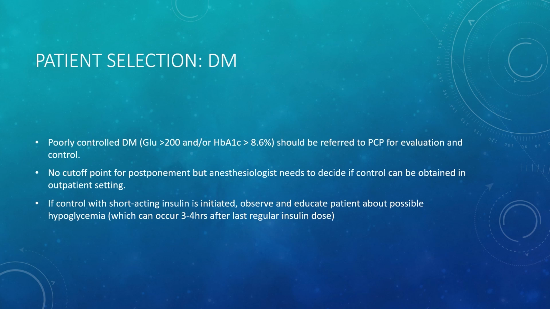Coming back to the anesthesiologist's judgment, who is a candidate and who is not, there really is no cutoff point for postponement. You just have to decide if you can obtain control in an outpatient setting. If insulin is given, especially to an insulin-naive patient, there is the risk of hypoglycemia, which can actually be more dangerous than hyperglycemia. So if control is obtained with short-acting insulin and it's initiated in the ambulatory surgery center, the patient needs to be observed and educated about the possible consequences. Hypoglycemia can occur 3 to 4 hours after the last insulin dose, just to keep that in mind.